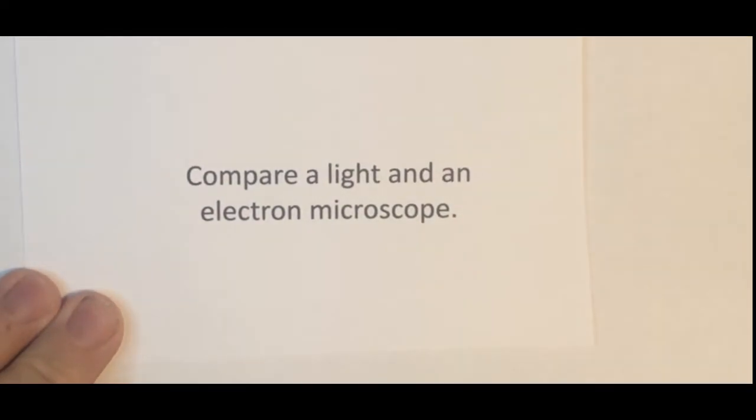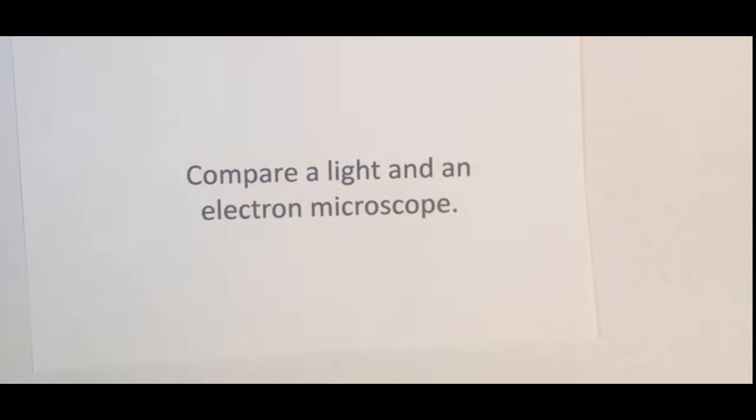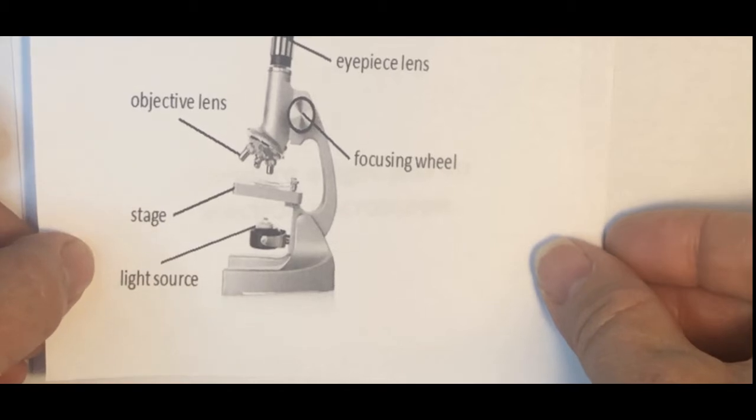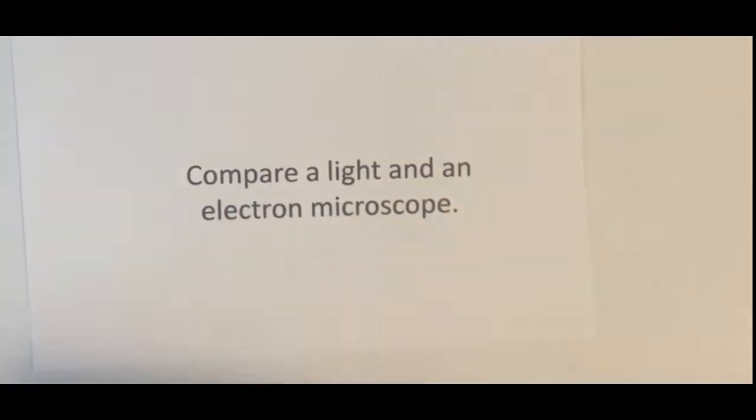In this video, we're going to be comparing a light and an electron microscope. In the previous video, we talked about a light microscope, and if you look back, it goes through all the different parts of a light microscope. Now, an electron microscope is absolutely incredible. If you go into Google and put in electron microscope pictures, they are absolutely incredible, the way that the pictures can be presented.